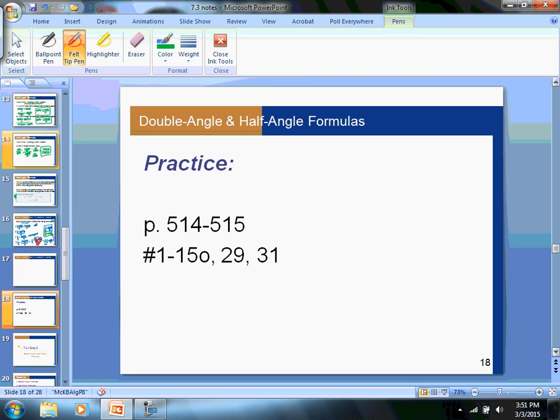So here is your set of practice problems. Again, they're all odds, so you can check them in the back of the book. They're all worked out in the binder as well in the classroom. And if you have any questions, come on in and see me before school.